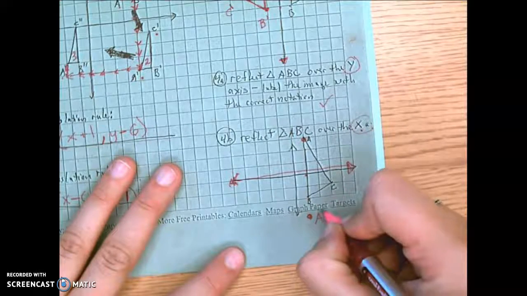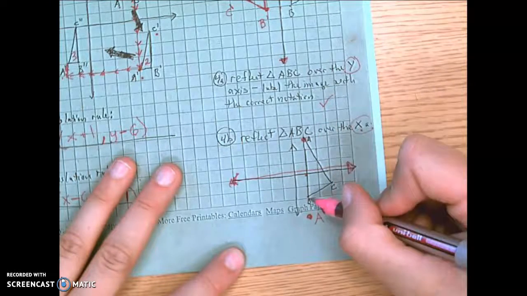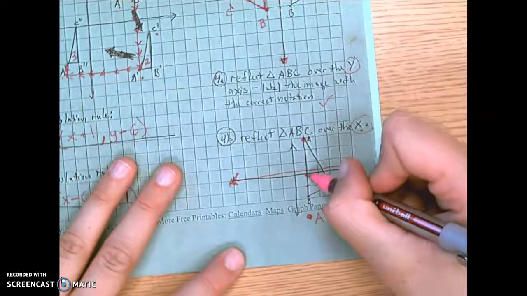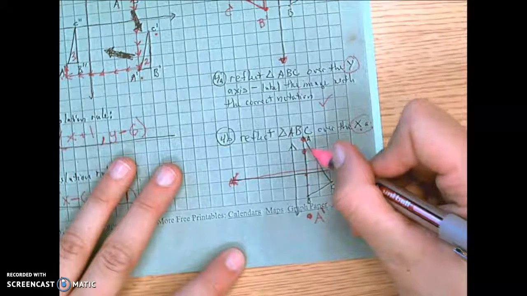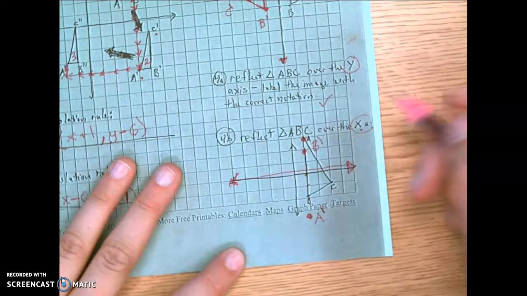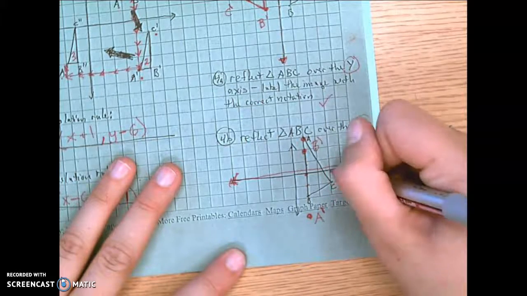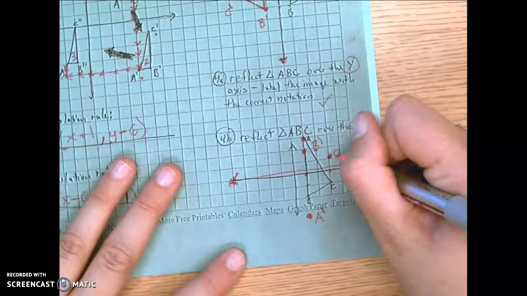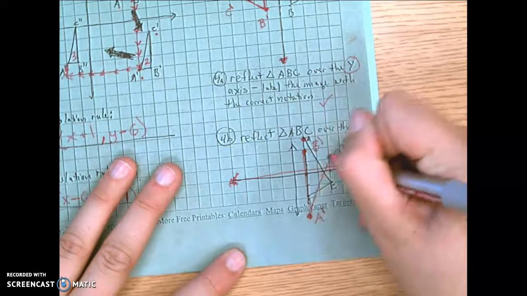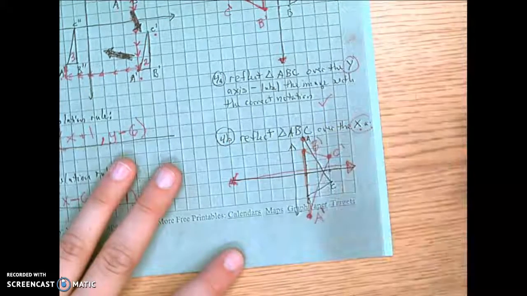So that's A prime. Then B, I go 1, 2 up, so I got to go 1, 2 past it. There's B prime. And C, I start below. I go 1 up, 1 past. So all it's doing is flipping onto itself.